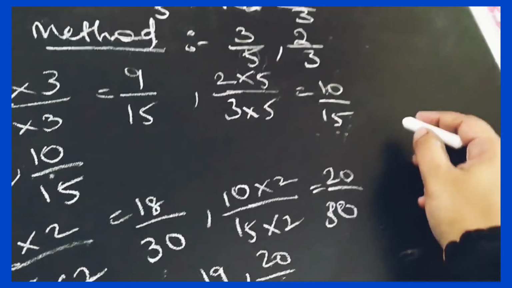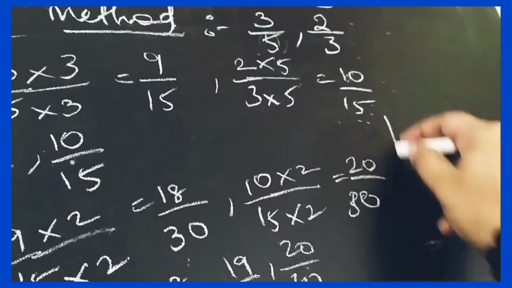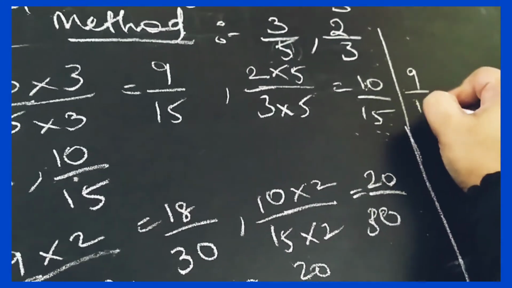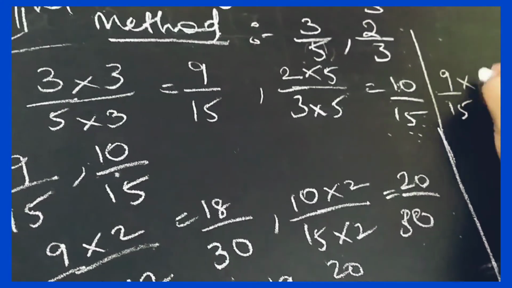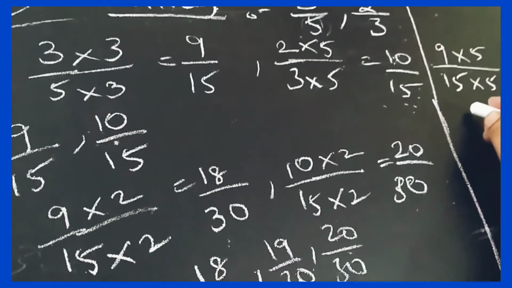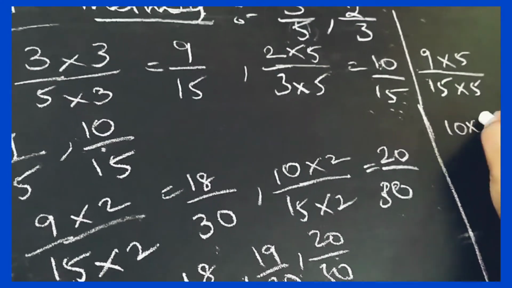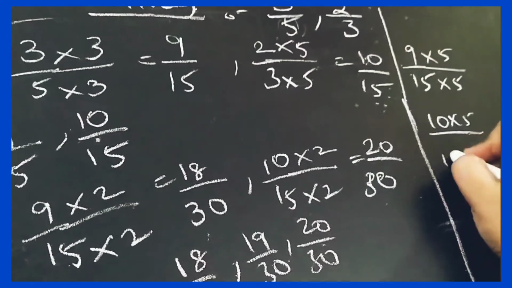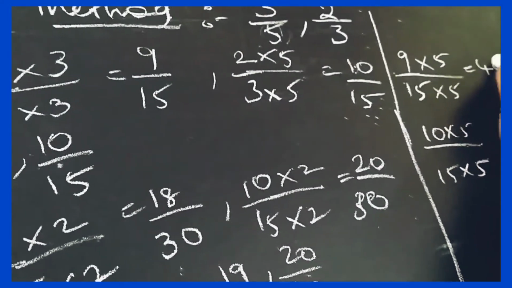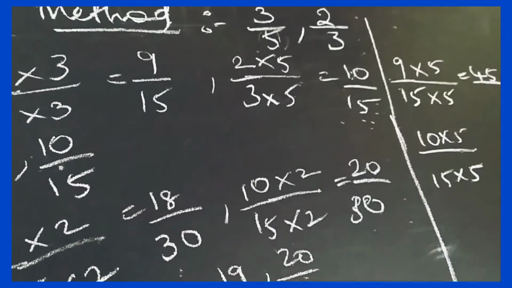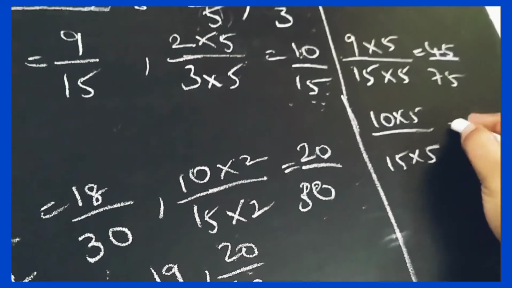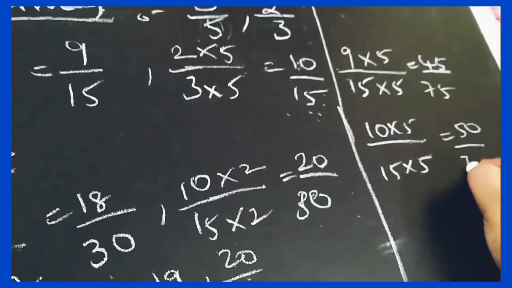So 9 by 15, here I am doing this. 9 by 15, into 5 into 5. Next one is 10 into 5 by, again, 15 into 5. 5 nines are 45. 15 5s is 75 here. It is 50 by 15 5s again 75.